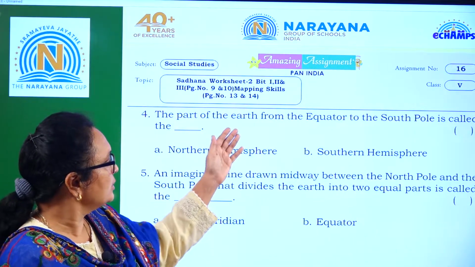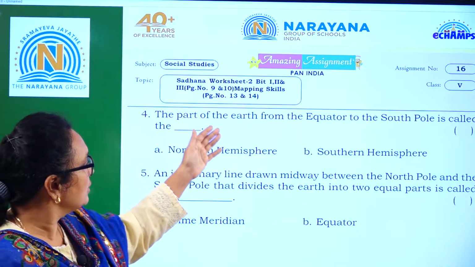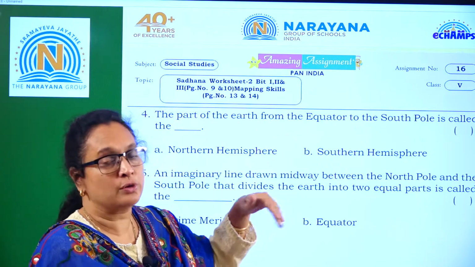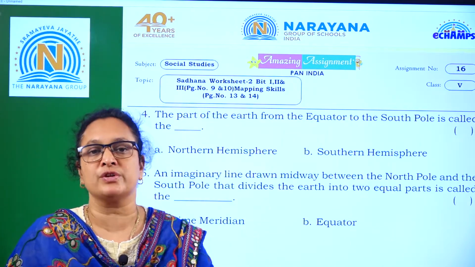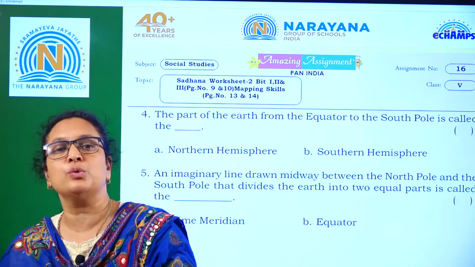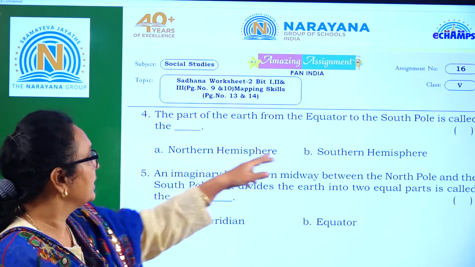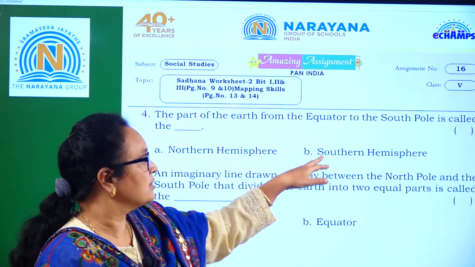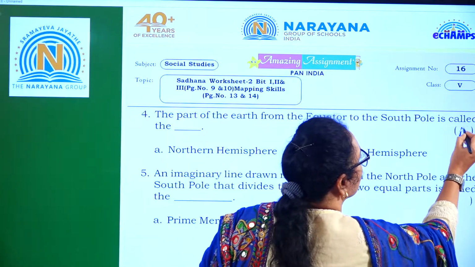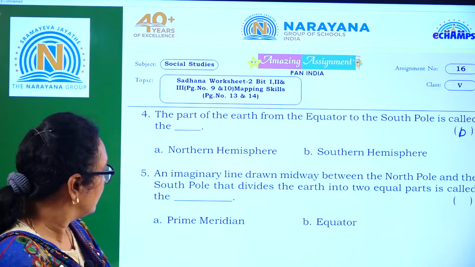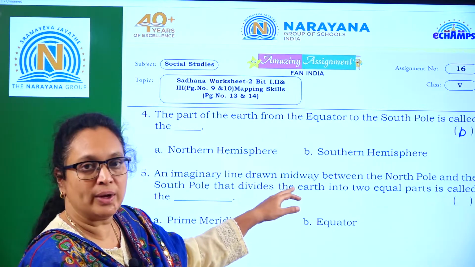The part of the earth from the equator to the south pole is called. In the first one they said that if you travel to the north pole, what is that hemisphere called. Now here, when you travel towards the south pole, what is that hemisphere? It is called the southern hemisphere, right. So you again have two options, northern hemisphere and southern hemisphere. So the answer is B. Is it clear?